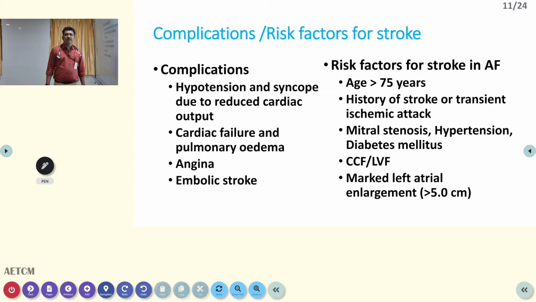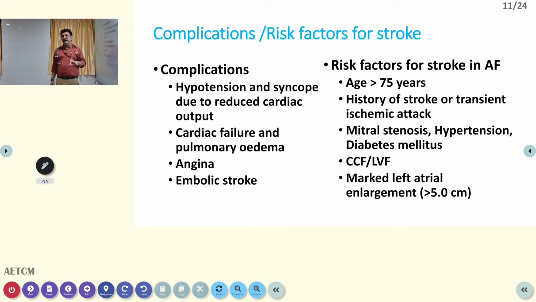Now, what are the complications? We have already seen the most important complication is tachycardia, reduced diastolic phase, reduced output, cardiac failure, hypotension, shock, syncope. So the most important thing in the emergency room has to be targeting the control of the heart rate. Then cardiac failure, pulmonary edema, you can treat with Lasix. Angina, that is also because of tachycardia.